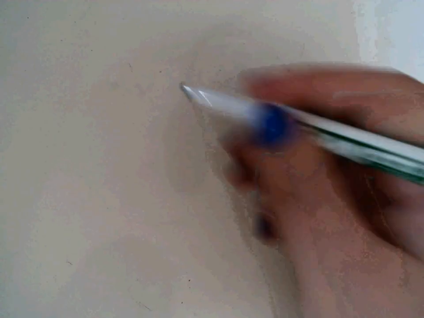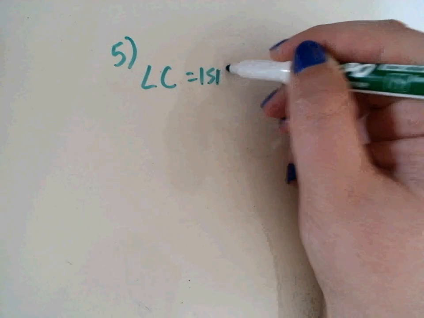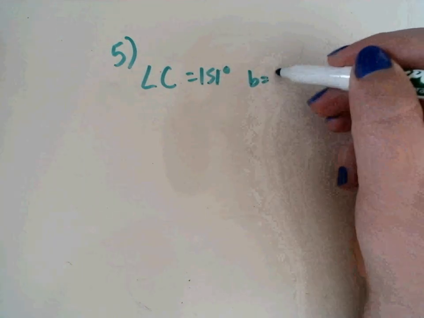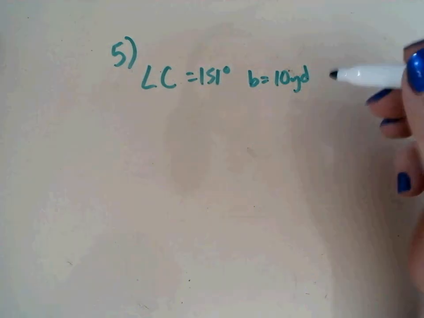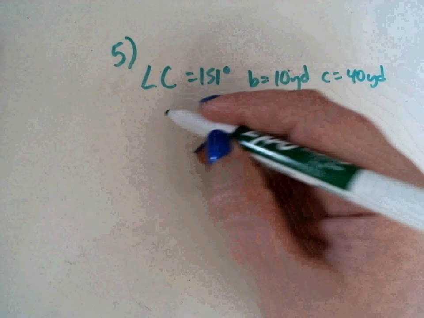Okay, so let's go to number 5. On number 5 we were given the measure of angle C. It's 151 degrees. Side B is 10 yards, and side C is 40 yards. And then the question is, what is the measure of angle B?